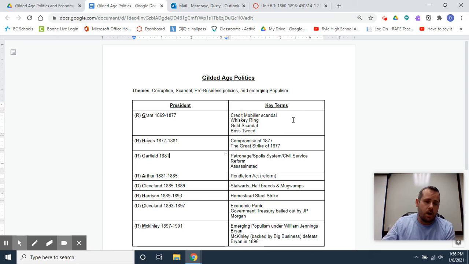After Grant, we get Hayes, and we've talked a little bit about him. He comes to power through the Compromise of 1877. That was that deal that ended Reconstruction and pulled troops out of the South. Without troops in the South, the Redeemers or the Southern Democrats really took back control of most of the politics in the South at a state level.